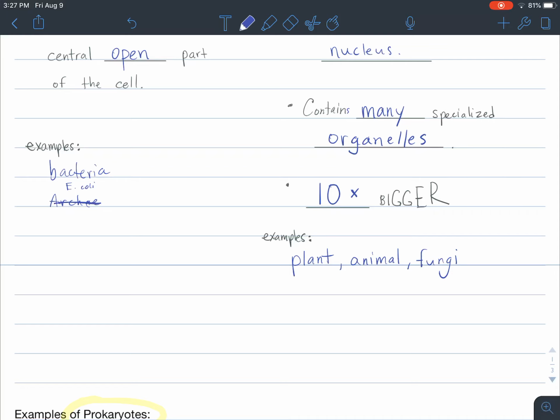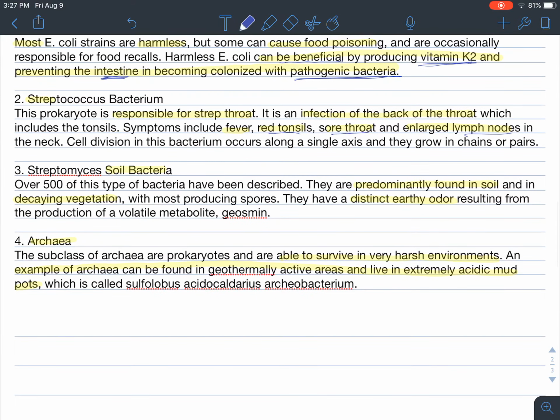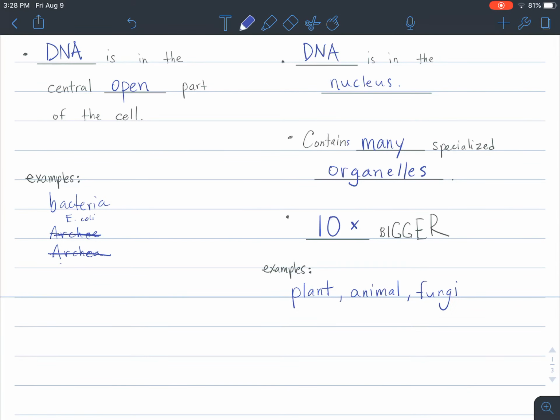I think I messed that one up there. I think it's archaea. Let's look at this. A-E-A. A-R-C-H-A-E-A. There you have it. Sometimes you got to learn how to spell a word on the fly.